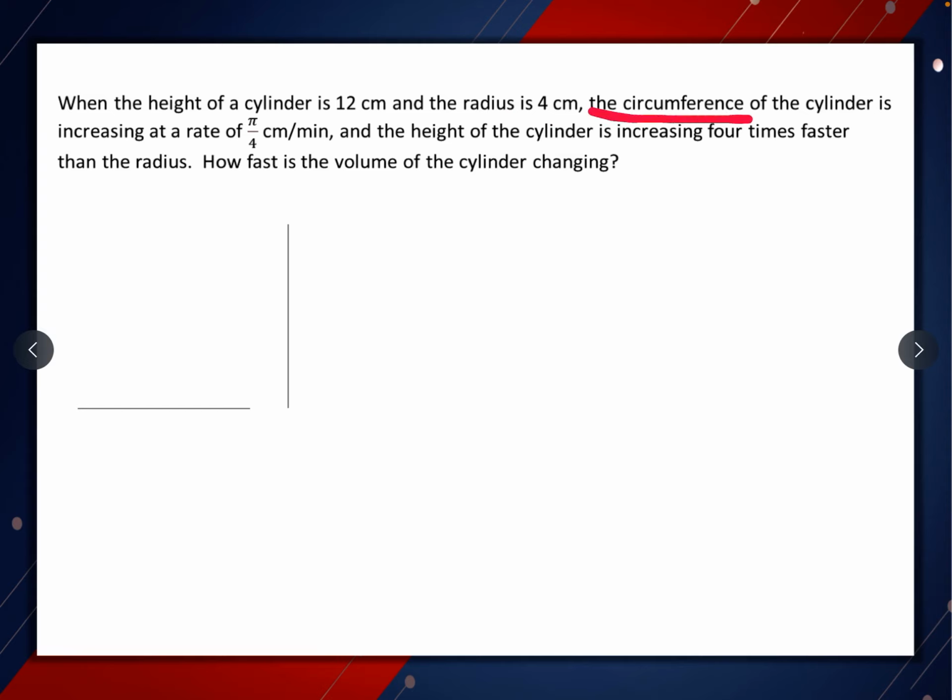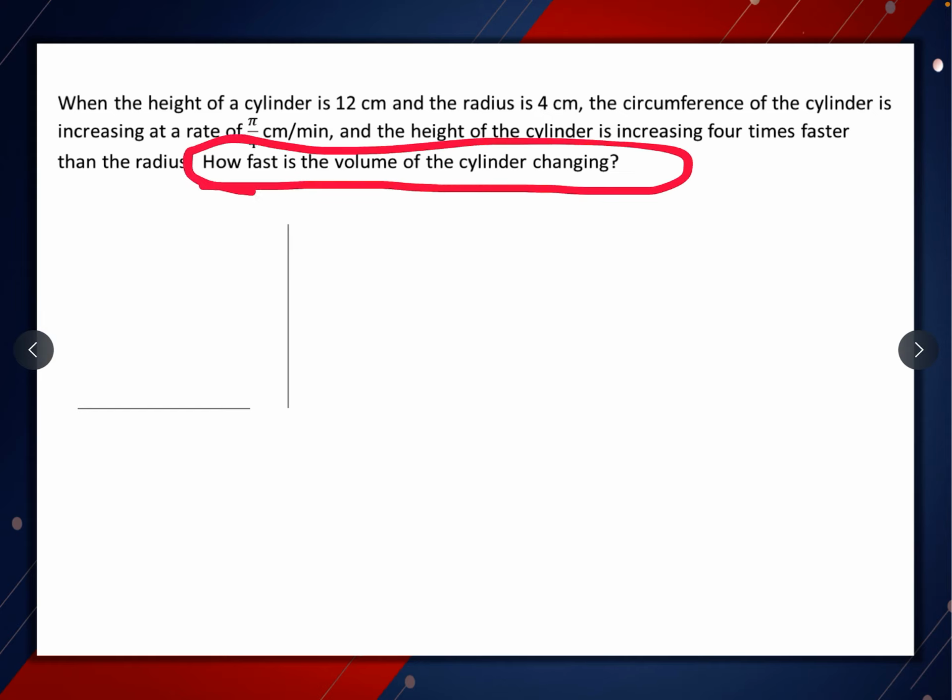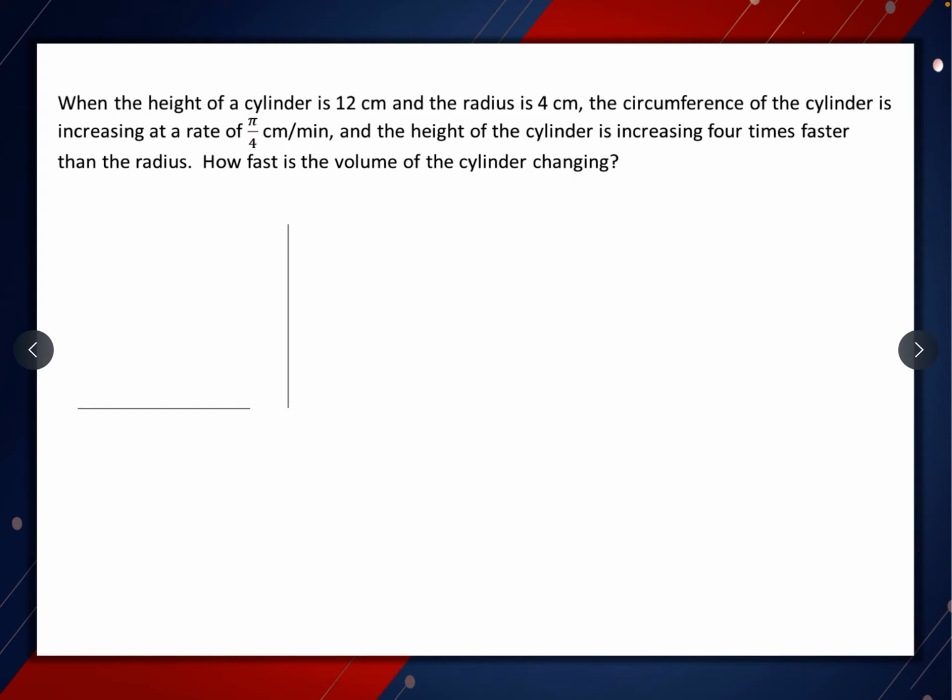Next question. When the height of a cylinder is 12, this is the height, the radius is 4, and the circumference is increasing at a rate of pi over 4, which means the derivative of the circumference is positive pi over 4. However, the question needs us to calculate the volume changing, which means the derivative of the volume.